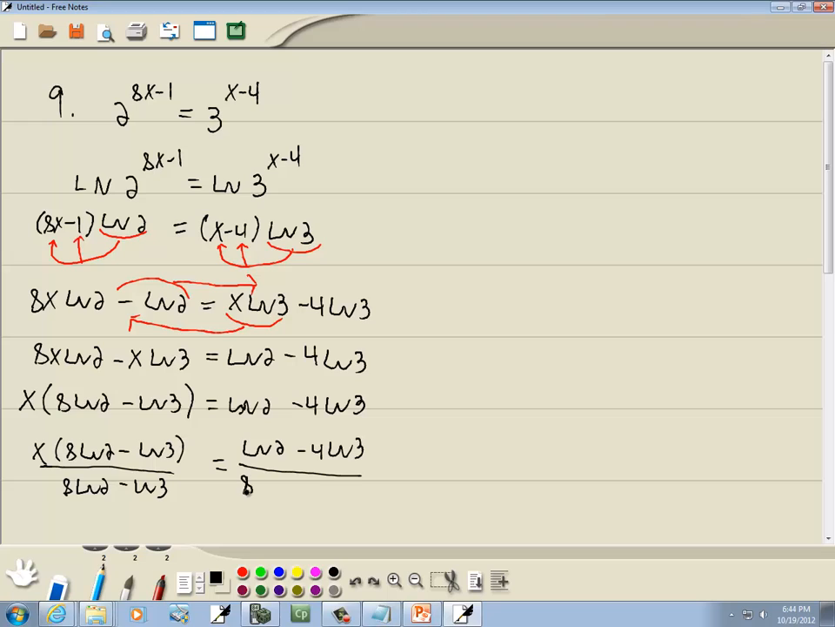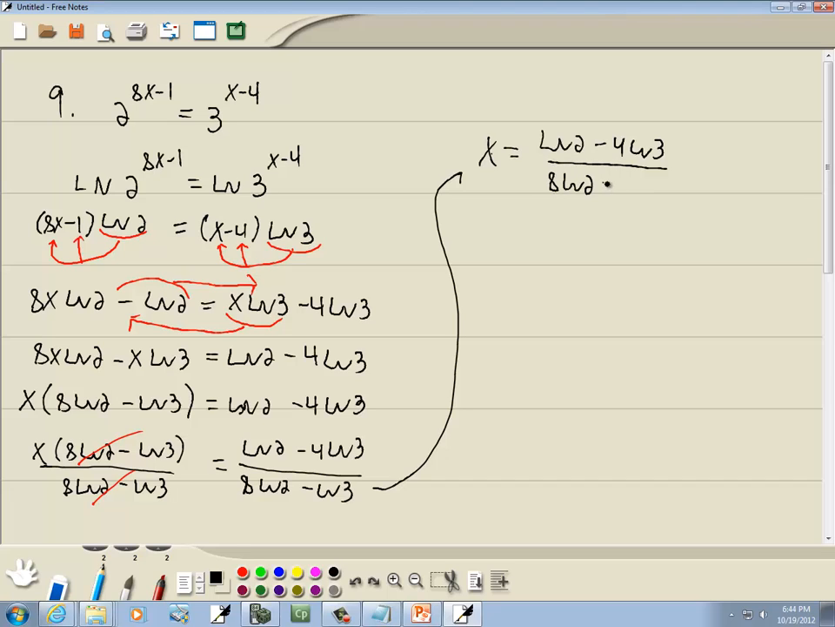And what was that? 8 ln of 2 minus ln of 3. I'm going to do that. These cancel here. And this gives us x is equal to ln of 2 minus 4 ln of 3 over 8 ln of 2 minus ln of 3.